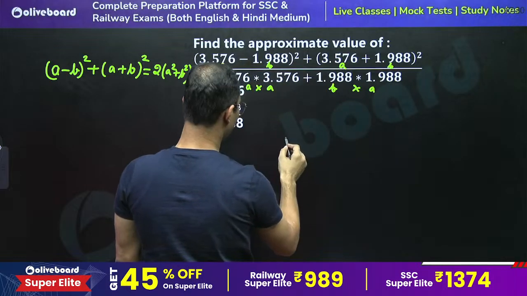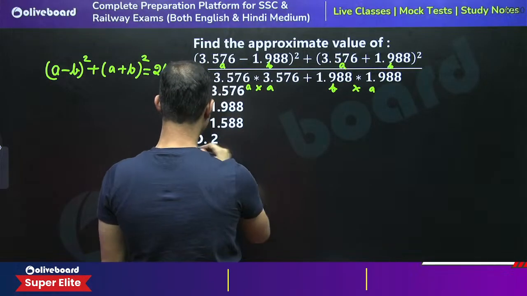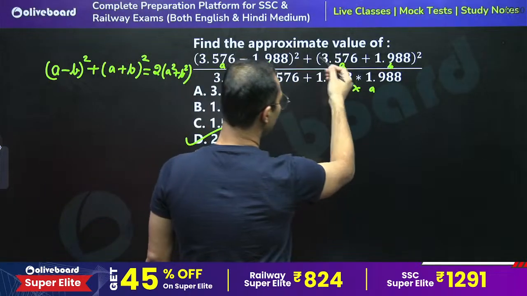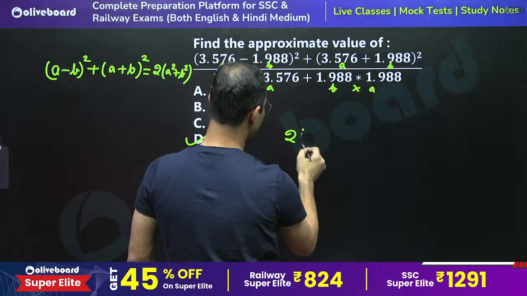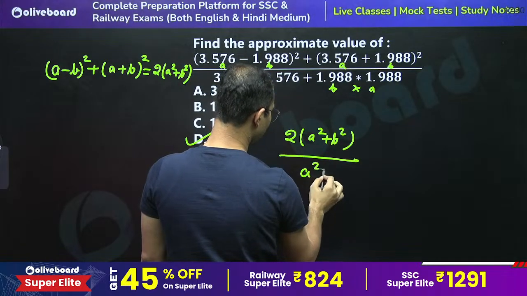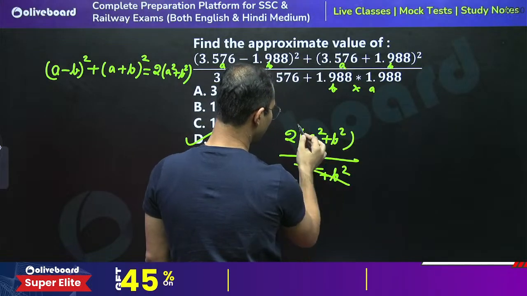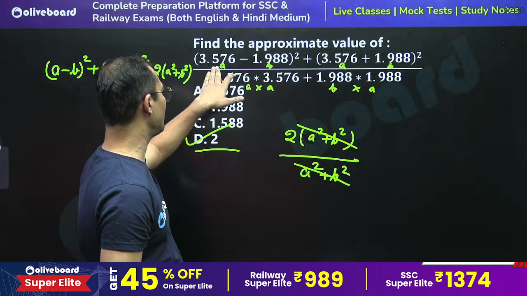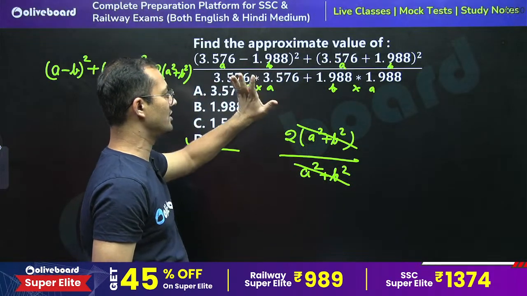So we can say that 2 is the right answer, right? 2 is the right answer. From the numerator portion we will get twice of a square plus b square, and in the denominator we have a square plus b square, right? So this is cancelled. In place of, see, I have assumed A is equal to 3.576 and B is equal to this, right?